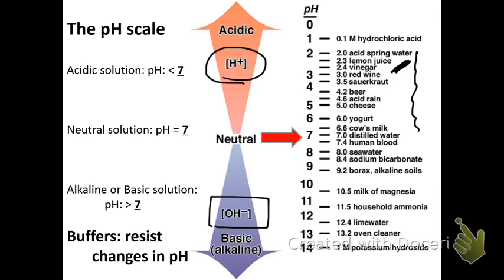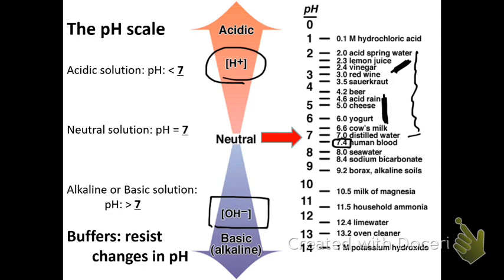So what we see is that wine, sauerkraut, and beer are quite acidic. Soda is also very acidic. Things in your refrigerator, cheese, yogurt, and milk, are also weakly acidic. Again, water is neutral at pH 7. One thing that I want you to know specifically is that blood has a pH of 7.4. That is, blood is slightly alkaline or slightly basic.